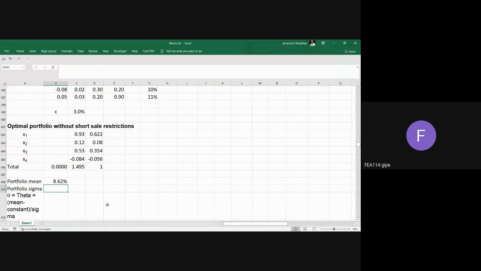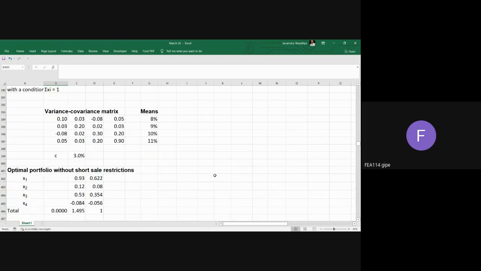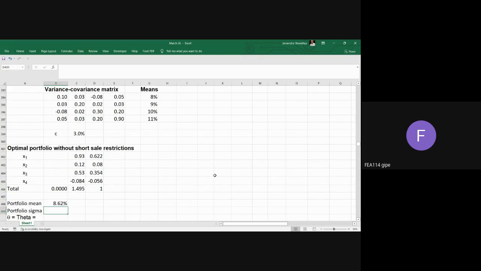Now, can you calculate portfolio sigma for this portfolio? Are you comfortable calculating standard deviation of this portfolio? Can somebody calculate a standard deviation of this portfolio? No. Okay. So you remember for a standard deviation, we take the transpose of the same x, then multiply with the variance covariance, and then multiply with the same x's.